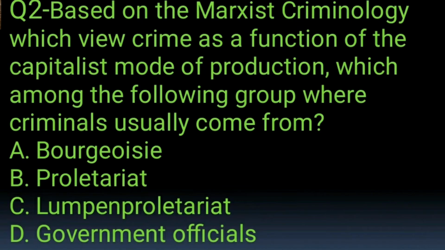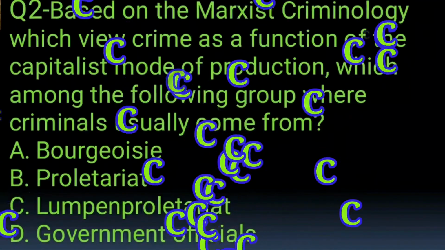Based on the Marxist criminology, which views crime as a function of the capitalist mode of production, which among the following group where criminals usually come from? Letter A, bourgeoisie. Letter B, proletariat. Letter C, lumpen proletariat. And delta is government official. Okay? So, ayon sa Marxist criminology, sino daw ang usual na nakakagawa ng krimen? At anong class ng society? That is Charlie. That is lumpen proletariat.